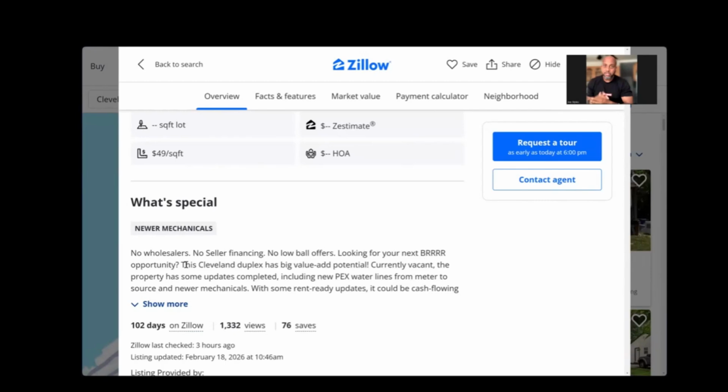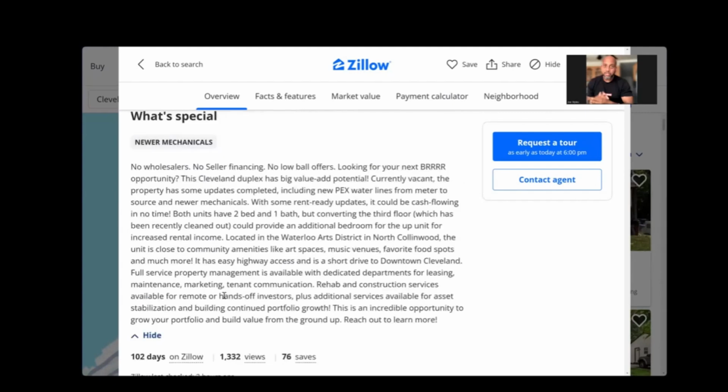looking for your next BURR opportunity. Currently vacant property. New PEX water lines. Let me see. And what exactly did he say again about the realtor? The realtor's out. Yeah, he said his contract was ending with him. Okay, full service, easy highway access, short drive to downtown Cleveland. Full service property management is available. Really? Who's doing that? With dedicated departments for leasing, maintenance.